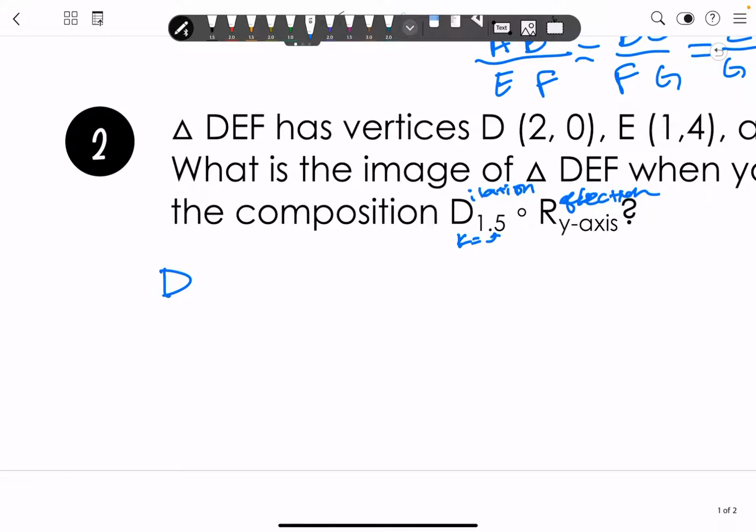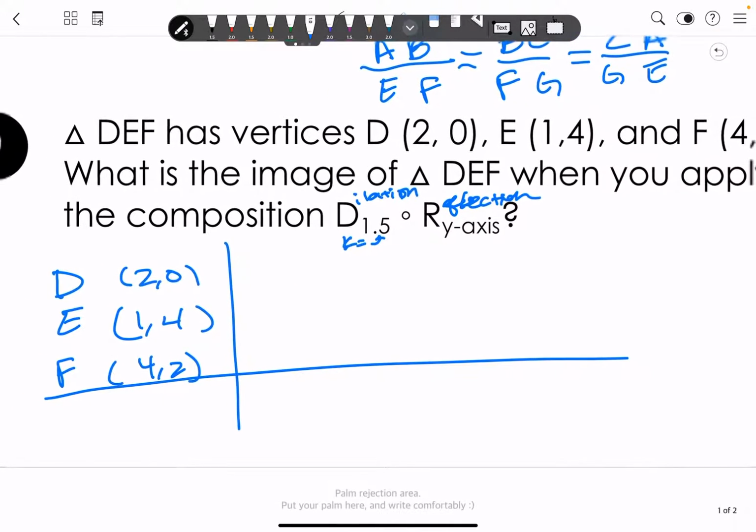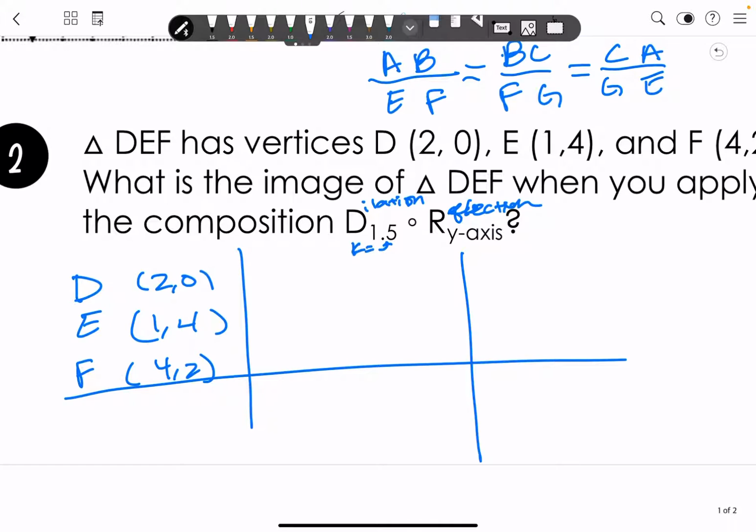So we're going to set up our charts, DEF, with 2, 0, 1, 4, 4, 2. First, we're going to do that dilation, and that's going to get us D prime, E prime, and F prime. And all you're doing is multiplying by 1 and 1/2. Another way to do that is by 3 over 2. Whichever works for you best, do it. And you should get the following points. If you want to use a calculator for this, by the way, you can.